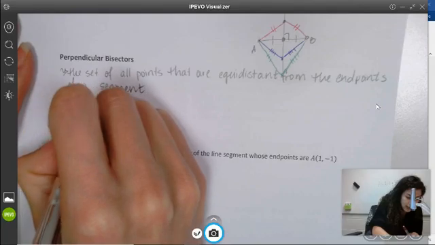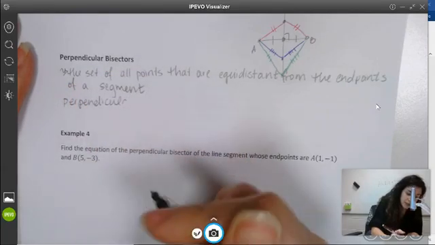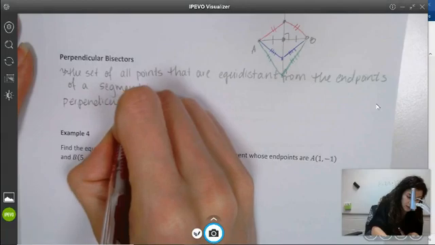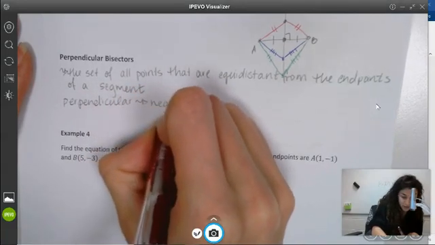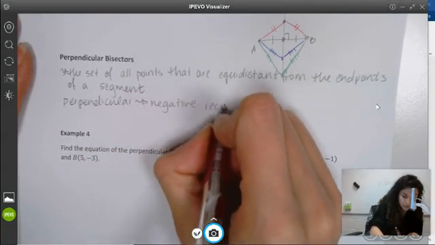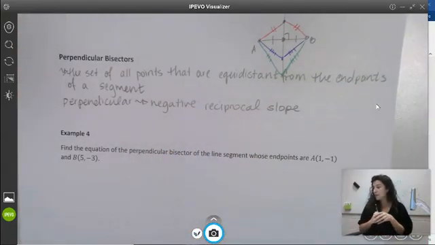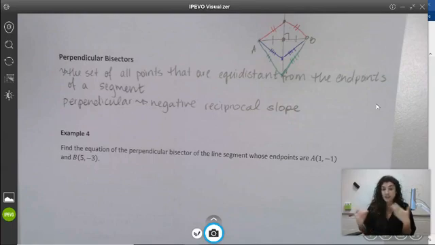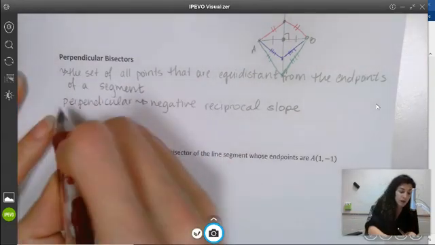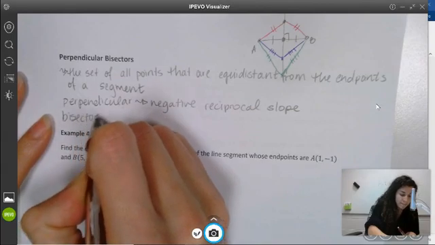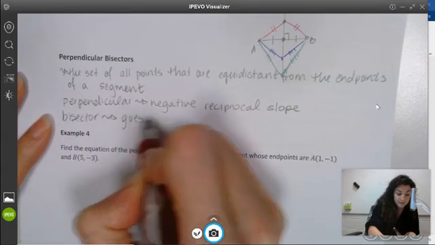Also, I would like for you to write down that perpendicular really just means the negative reciprocal slope. Remember in our last notes that we discussed that if we hear the word perpendicular or parallel, all we're really talking about is slope. So for a perpendicular bisector, the perpendicular part is that we're talking about a negative reciprocal slope, the flip, the complete opposite of the slope from before. And then a bisector means that it goes through the midpoint.